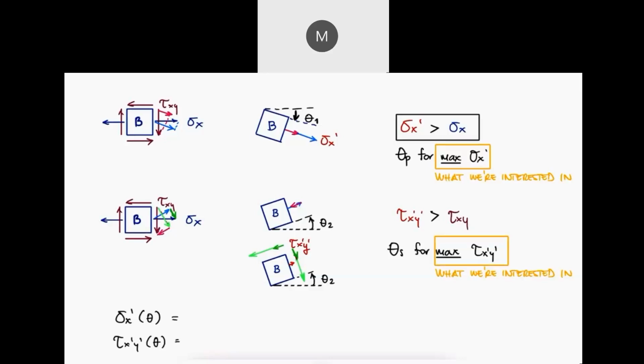Optimizing the values for these expressions, which means finding their maximum values, can be done either mathematically by taking their derivative and solving for 0, or graphically by plotting their functions and finding the maximum values. This graphical alternative is what we call the Mohr's circle.